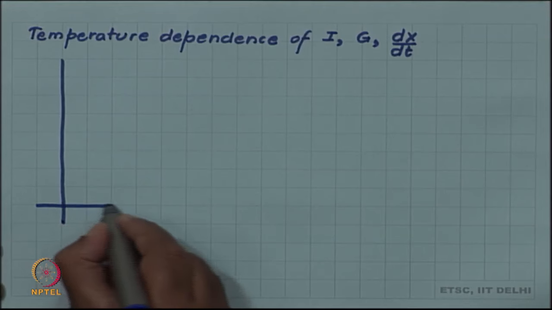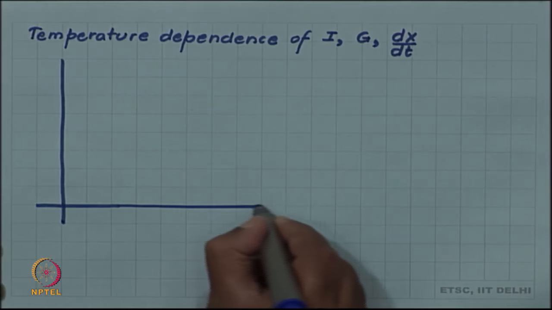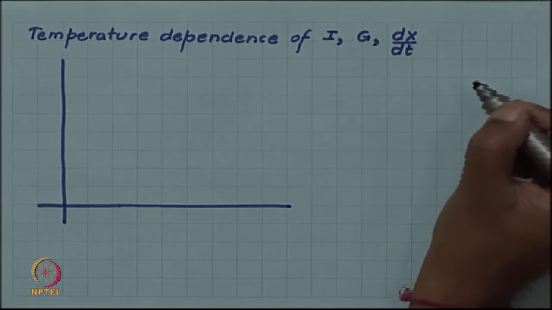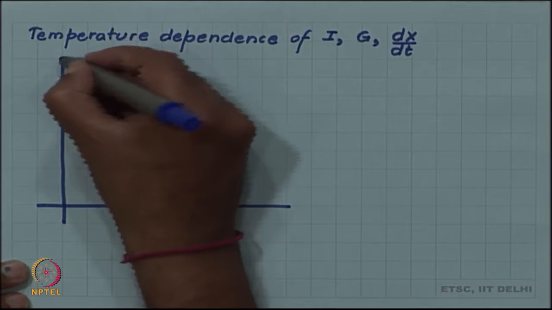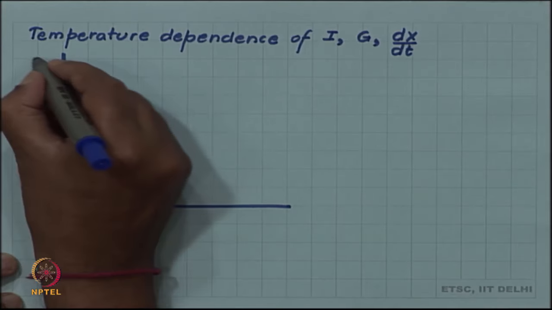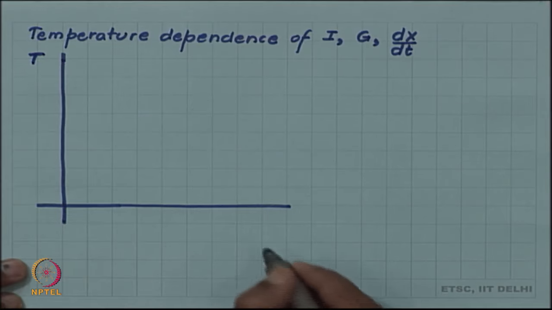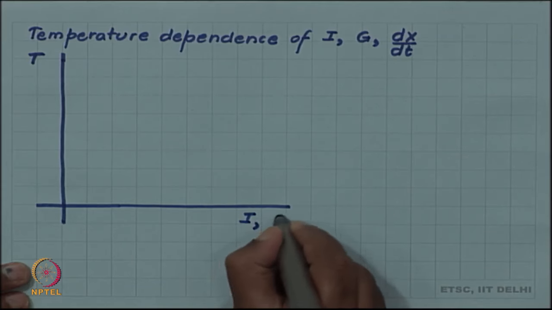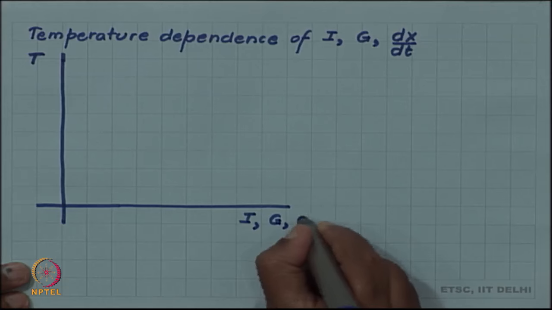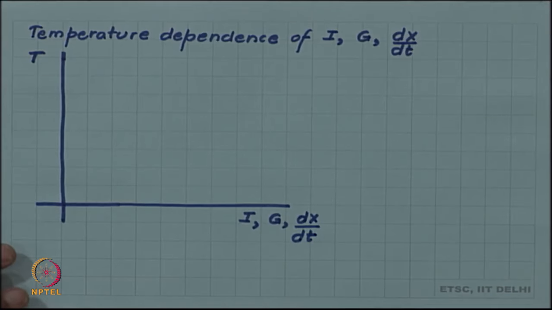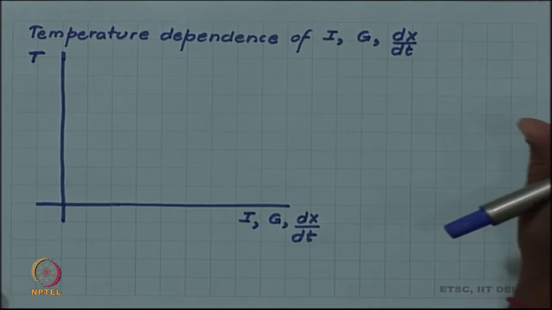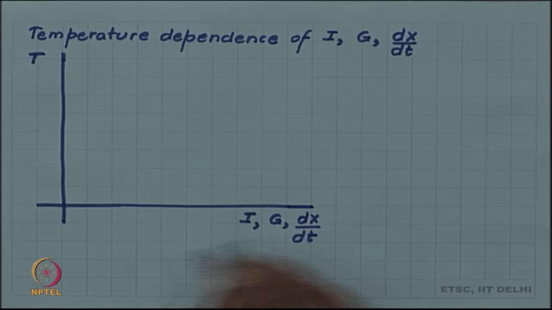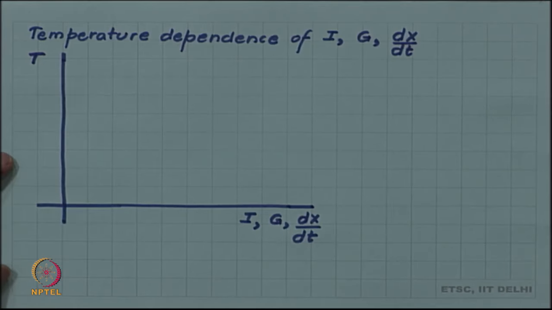So, let us have the y axis as the temperature and the x axis we represent for either of these rates. So, y axis is temperature and this is rate. Let us say the nucleation rate I, g, or dx by dt. Of course, as you have seen, they have different units. So, you really have 3 different scales here, but we are drawing schematically and we are not worried about the different units and scales at the moment.